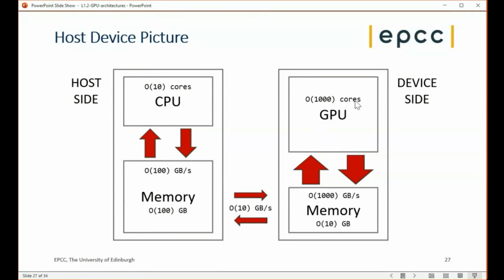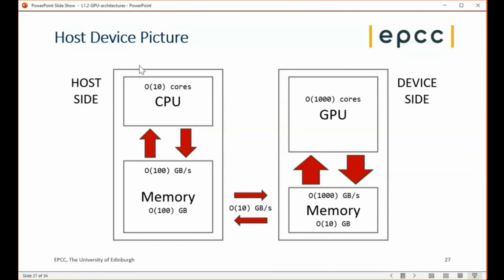On the GPU side, we have many more cores, thousands of hardware threads. We maybe don't have so much memory. The memory is very expensive, so maybe tens of gigabytes rather than hundreds, but the access speed is very fast. So we have thousands of gigabytes per second transfer between the GPU and the high bandwidth memory. And so that is very, very fast.